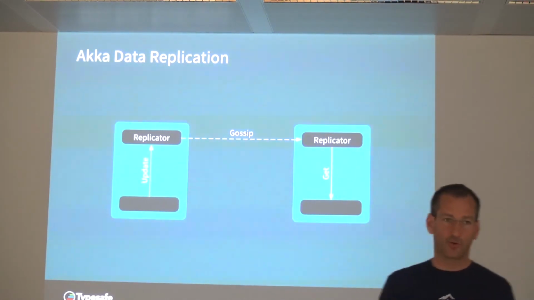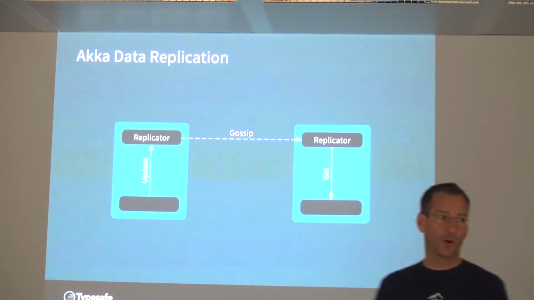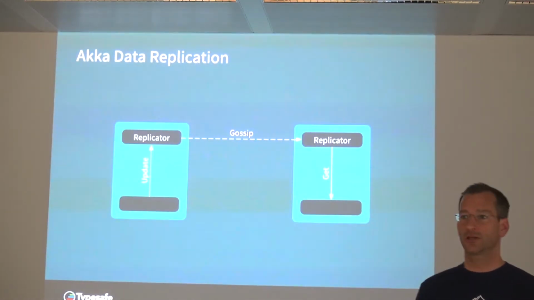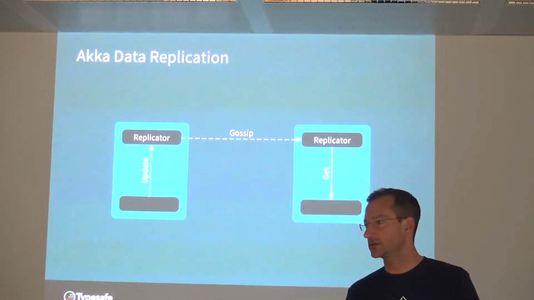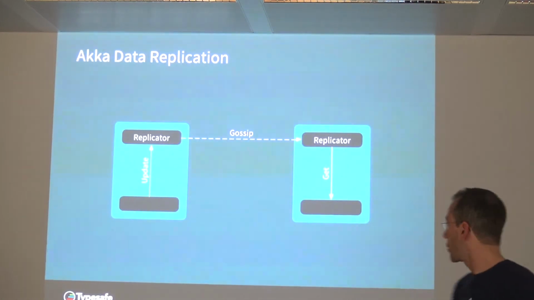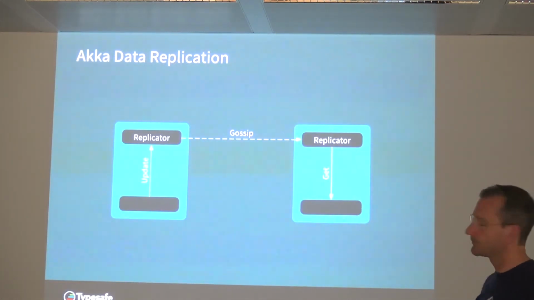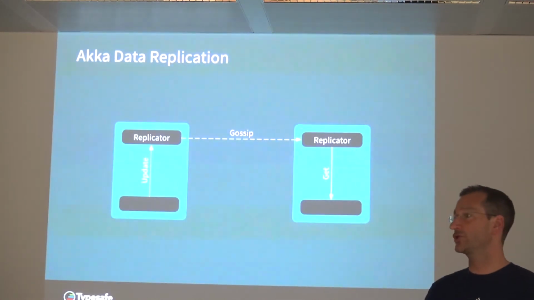So your code, the user code, will send an update on one node. It will change the data, and the changes get disseminated through the cluster. And on another node, or in the same node, you can get. Or you can also register for changes, and then you will get changed messages.